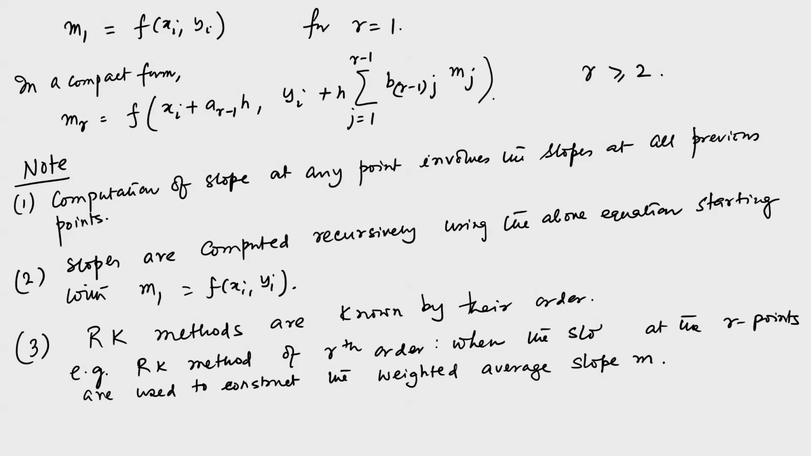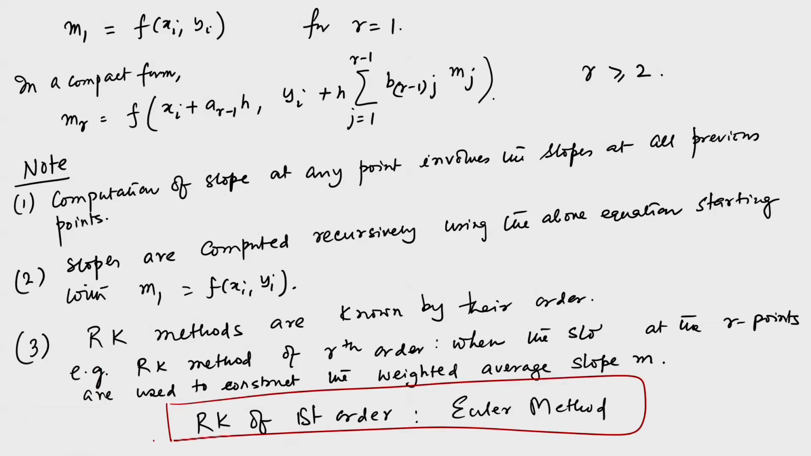And as I said earlier, importantly, the RK method of first order is called the Euler method. You need to convince yourself, but it is very easy. So, let me box this. We will actually talk about RK methods of second order onwards. Now, talk about determination of the weights, which is the most important thing here.